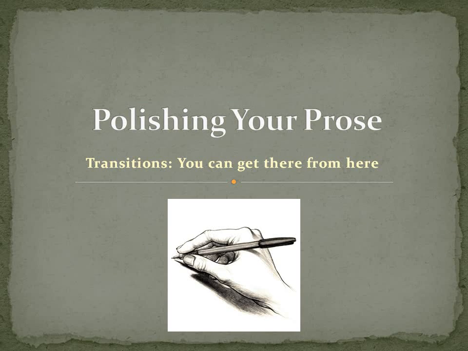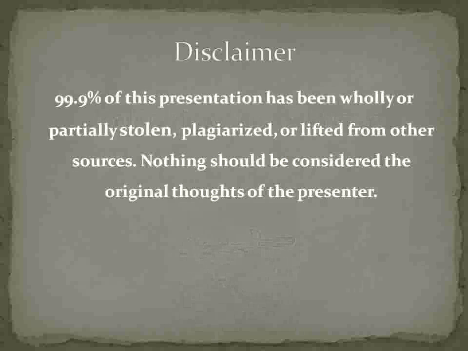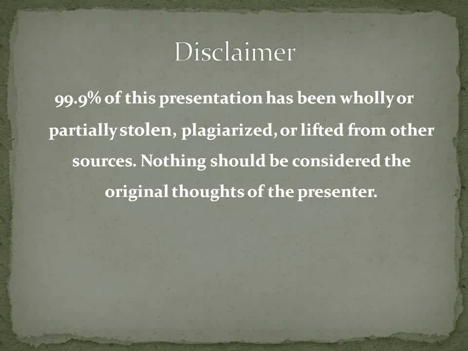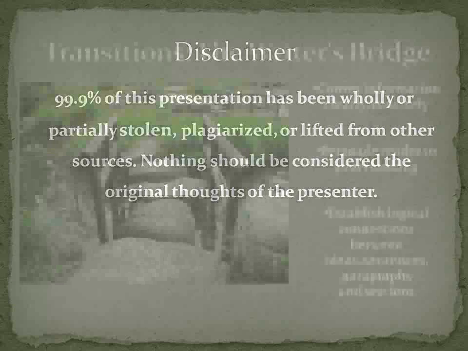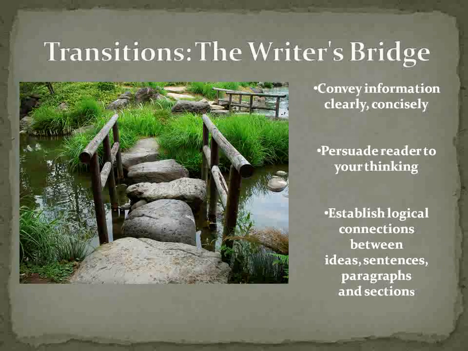In this workshop, we will focus on the proper use of transitions and APA headings, both of which can help ensure that your primary points and ideas are clearly communicated. Much of this presentation is based on previously published material and should not be considered the original thoughts or ideas of the presenter. In academic and professional writing, part of your goal is to convey information clearly and concisely, and to convince the reader that your argument and research are sound.